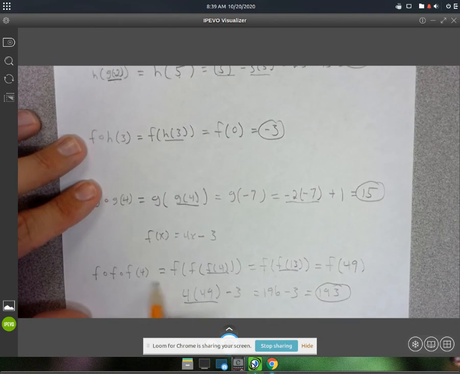So you want to rewrite it and just keep working your way outwards. Start at the very, very inside, find that, and then rewrite it. So f of 4 was 13, and then f of 13 was 49, and then f of 49 was 193.